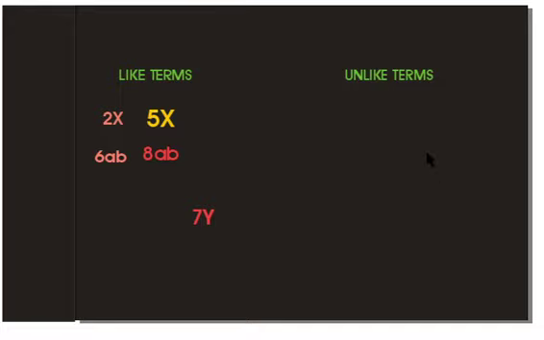Now, unlike terms are just the opposite of like terms. If I take randomly 5x, 6ab, and 7y, you'll find that all are different. One is x, one is ab, one is y. So this is called unlike terms.